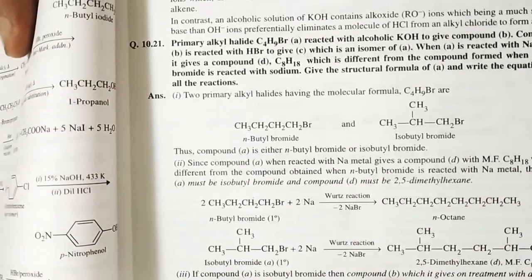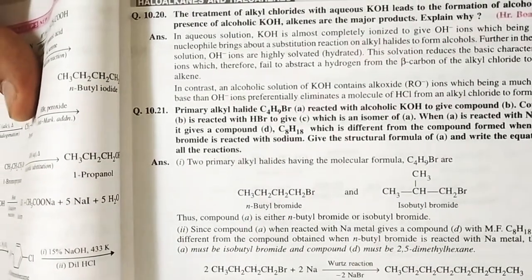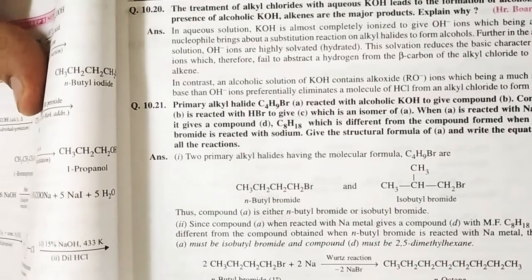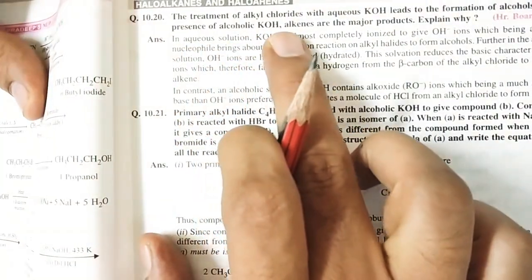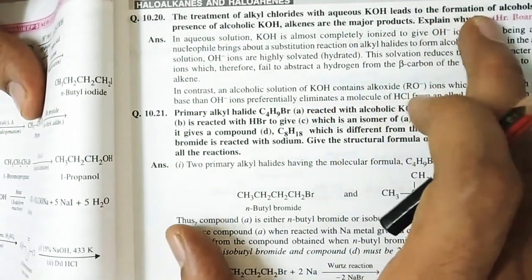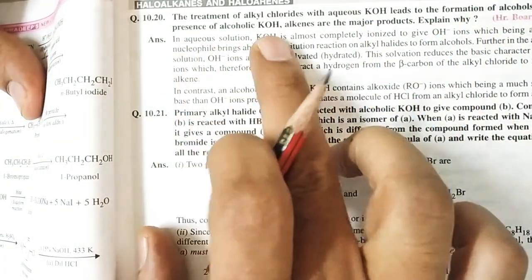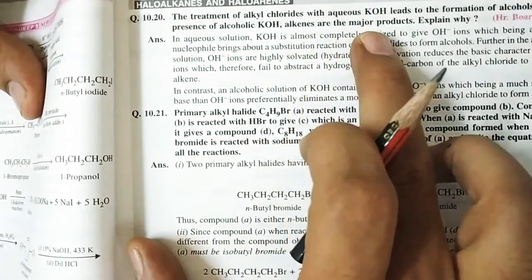they ask the questions like that. Now some questions. What are the questions? The treatment of alkyl chlorides with aqueous KOH leads to the formation of alcohols, but in presence of alcoholic KOH, alkenes are the major product.